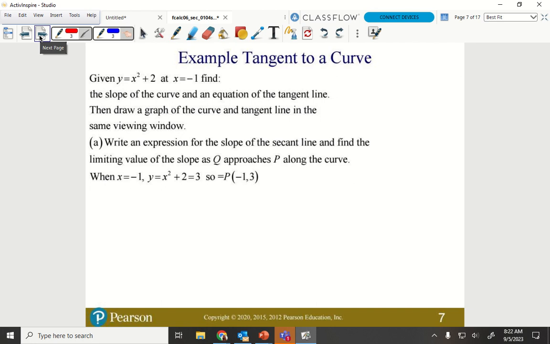So I'm going to have a function that says y equals x squared plus 2, and we're going to find it at x equals negative 1. Now, I am going to sketch a little graph because it makes my life a whole lot easier if we have a visual on this one.